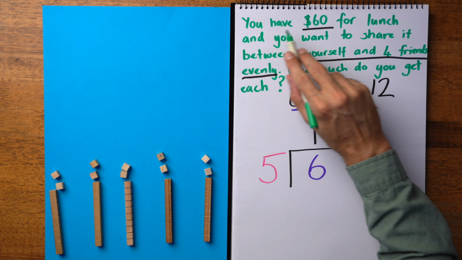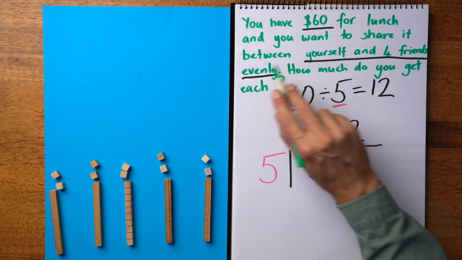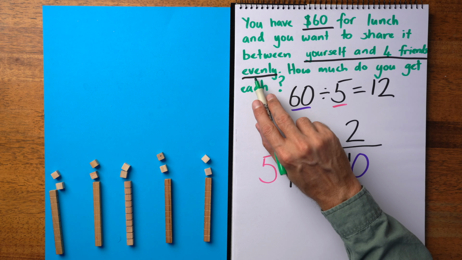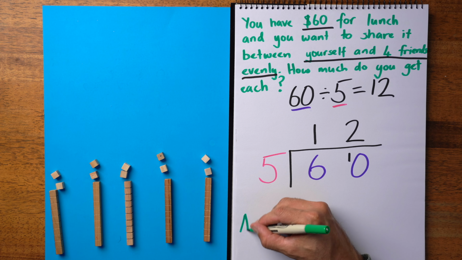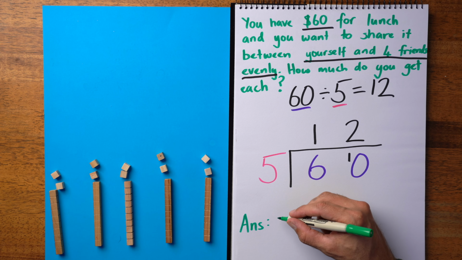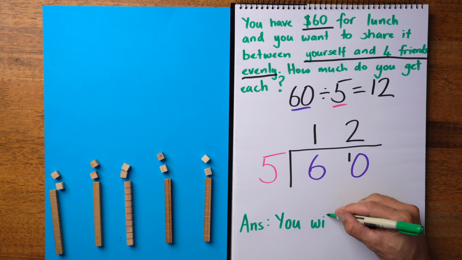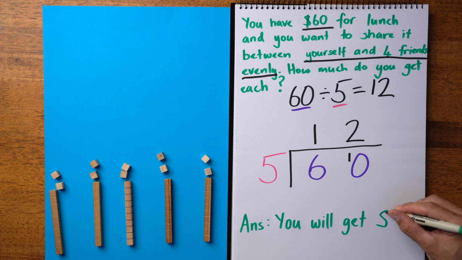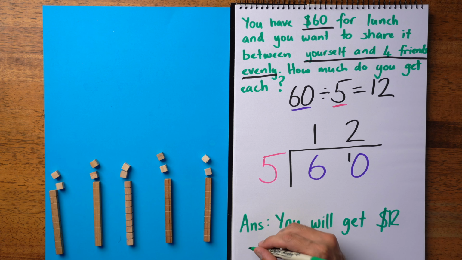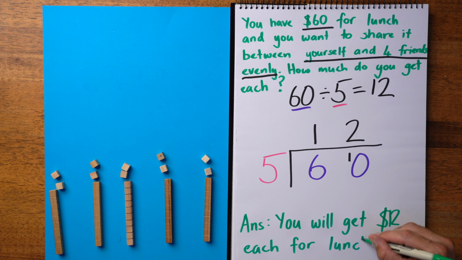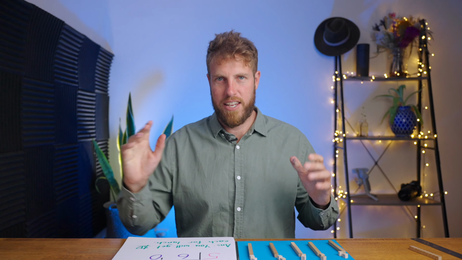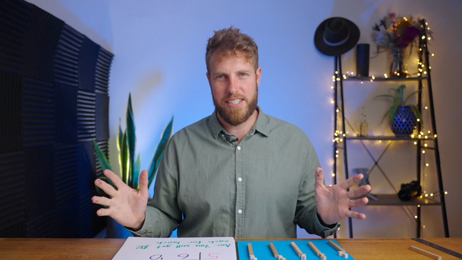You have $60 for lunch and you want to share it between yourself and 4 friends evenly. How much do you get each? Answer: you will get $12 each for lunch. You should be able to buy yourself something pretty tasty for that.